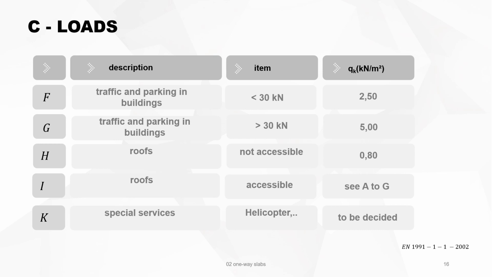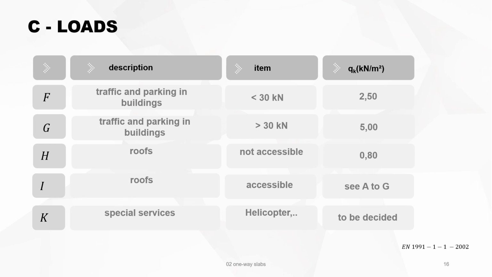Then you have category F, which is for traffic and parking in buildings. It's not for traffic on bridges, it's only for traffic and parking in buildings. When the traffic is smaller than 3 ton, under 30 kilonewton, then you talk about 2.5 kilonewton per square meter, which is typical for parkings. And when you have traffic larger than 3 ton, like fire brigade and things like that, then you have 5 kilonewton per square meter.